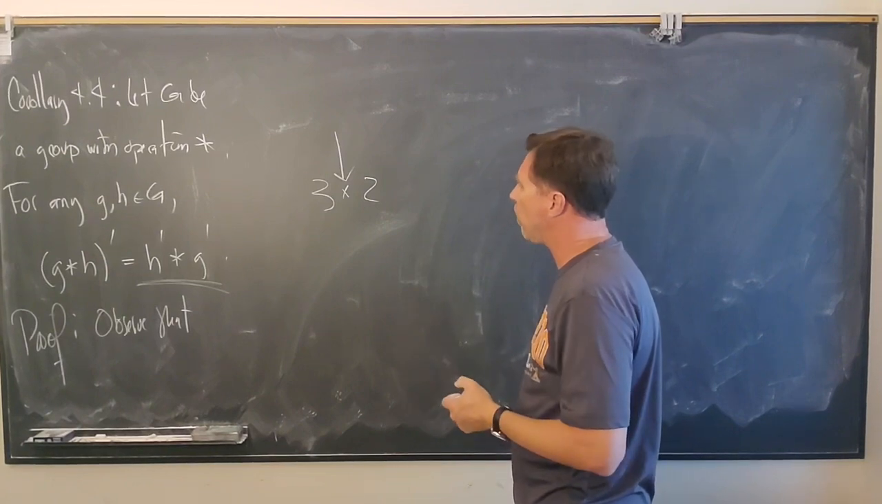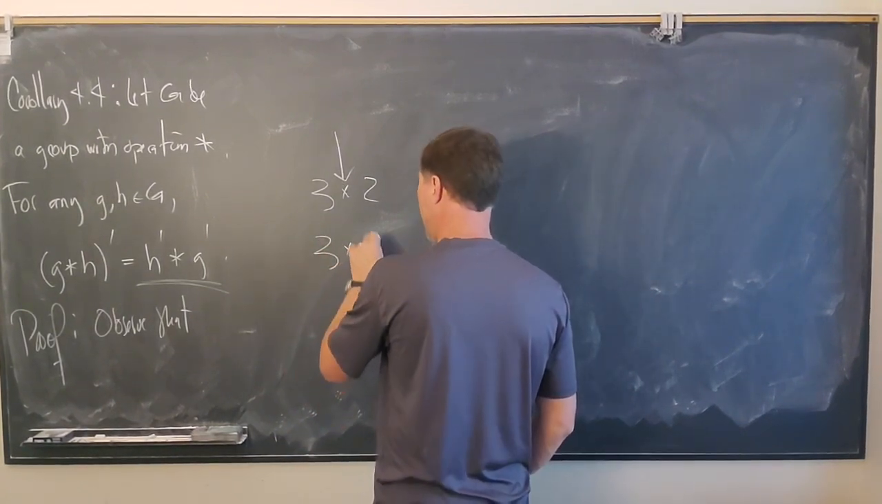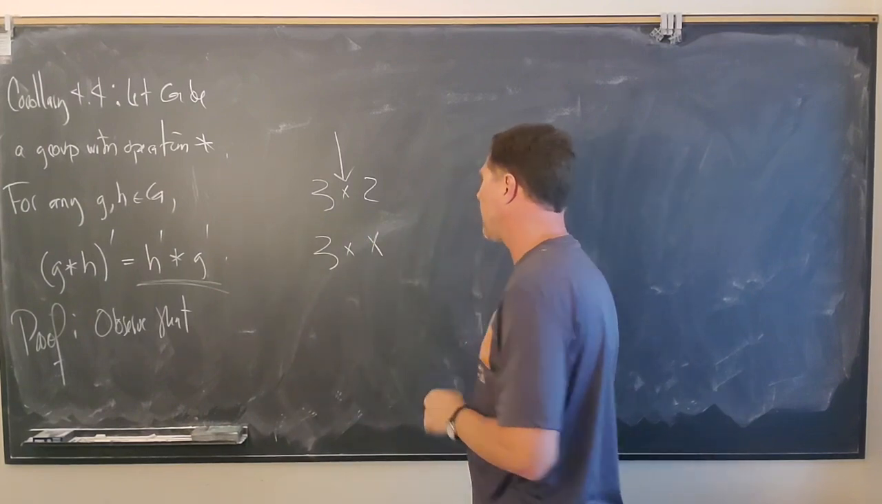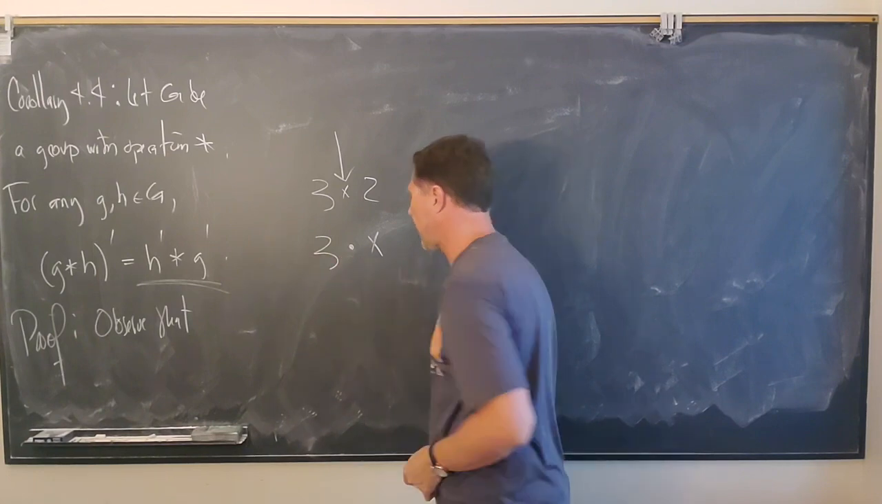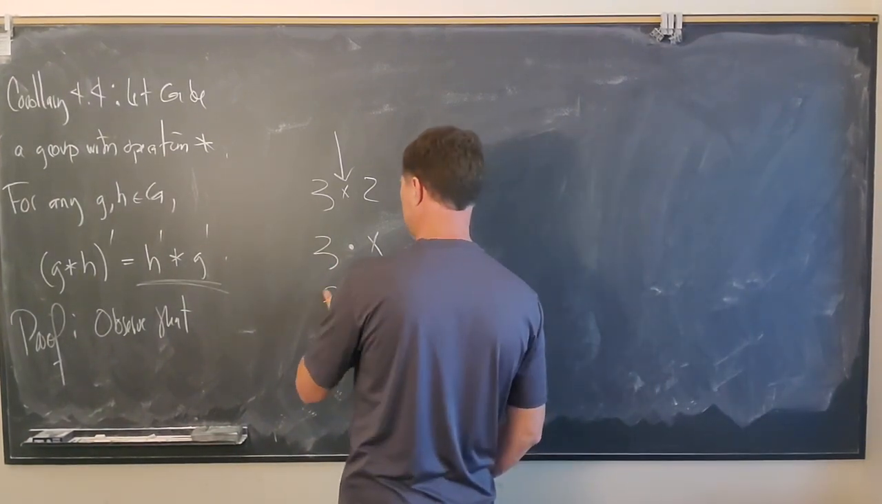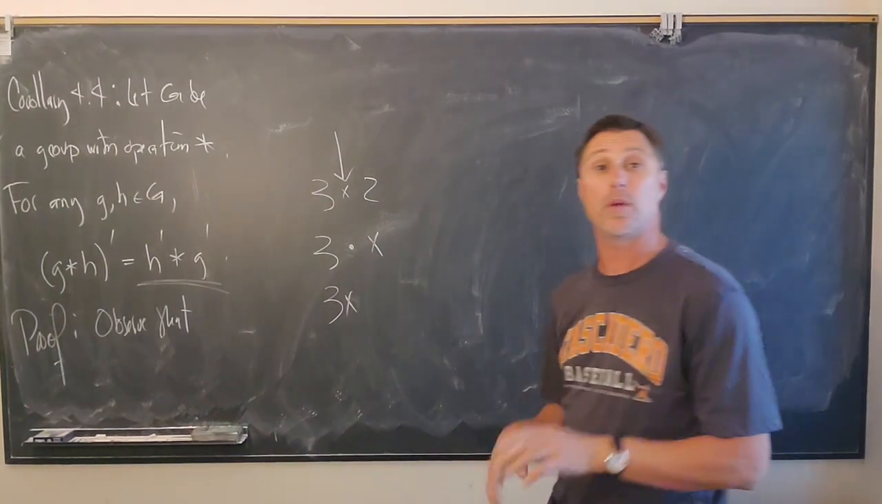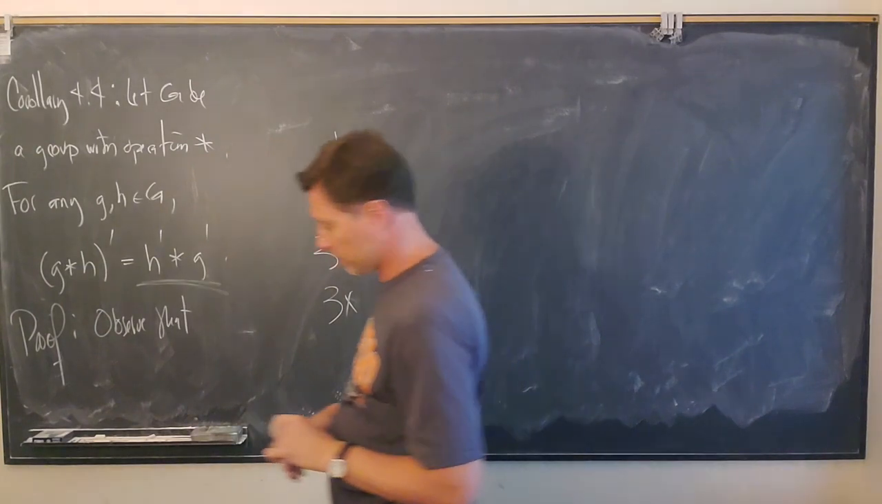But then at some point, you would even do 3 times x, even though, when you first learned it, you maybe used a dot instead, right? At some point, because you started using x's, you used a dot. But at some point, you said, you know what? We're just going to accept that when we write 3x, what we mean is 3 times x. We're going to do the same thing in groups.